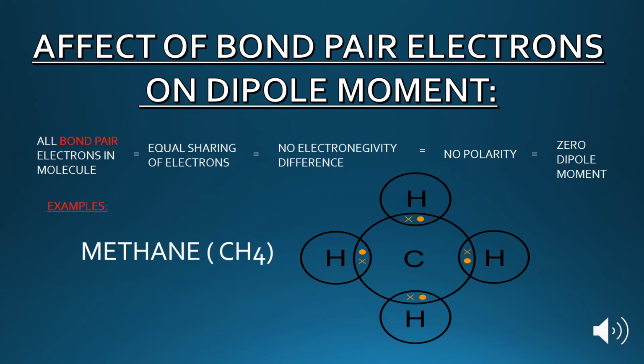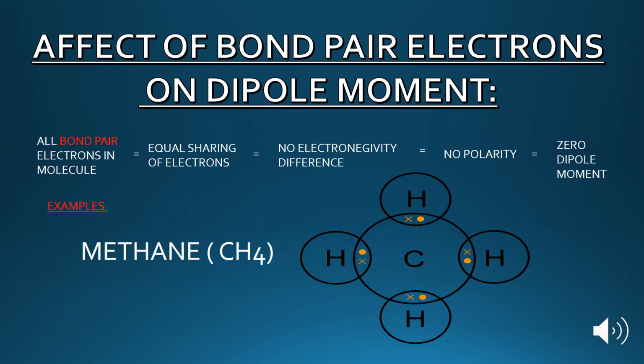Friends, let's discuss the effect of the bond pair of electrons on the dipole moment. Look here: if all the bond pairs of electrons in a molecule are shared equally, there will be no electronegativity difference between the atoms, and in this case no poles will be found. The dipole moment in this case must be zero.